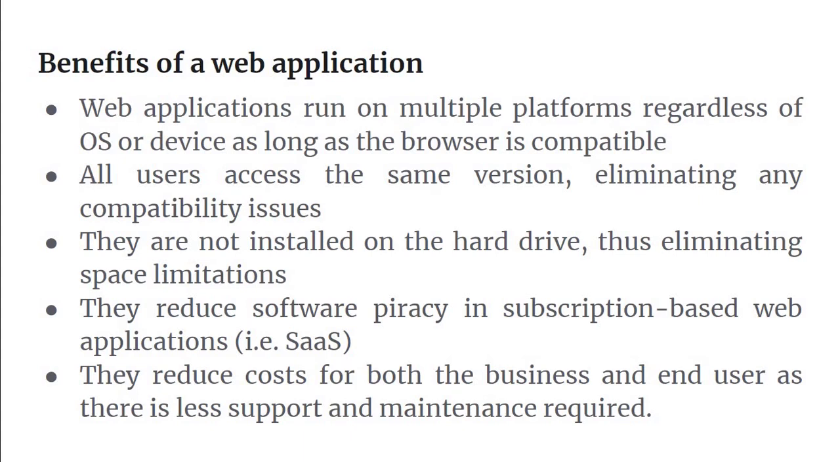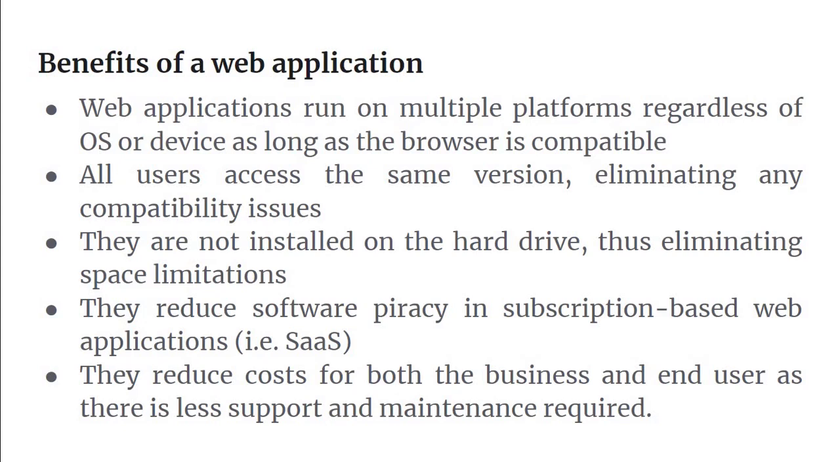Now the second benefit is all users access the same version, eliminating any compatibility issues. Now what does this mean? All users access the same version. Once a web application is developed, it is hosted on a server. Once any user from a mobile phone, from a computer system accesses that website, the same version will be displayed on everything, on a mobile phone, on a laptop, on a computer system. Unless it is modified, it displays the same version. That is what it means.